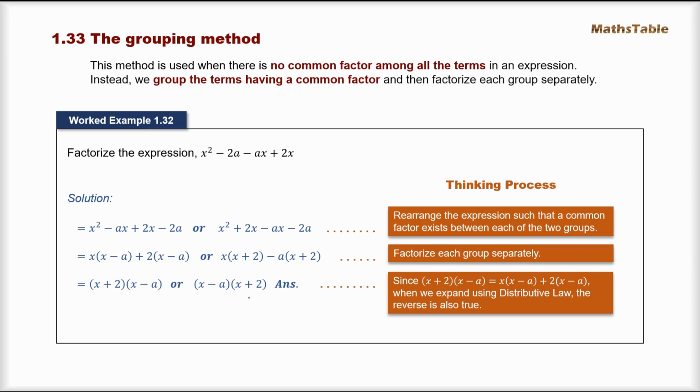In both of these arrangements, we can check that we'll get the same answer as the first arrangement. So this is how we can use the grouping method to find the common factors of the individual groups and then finally combine and simplify this algebraic expression as this.